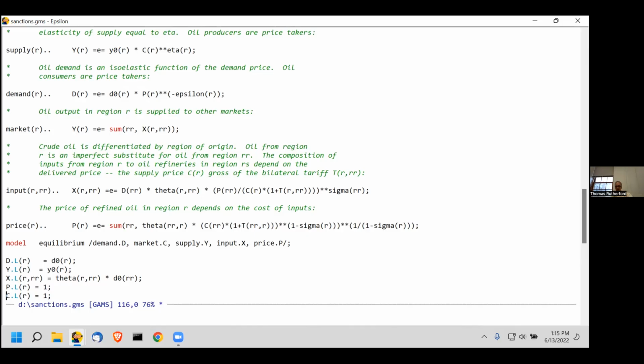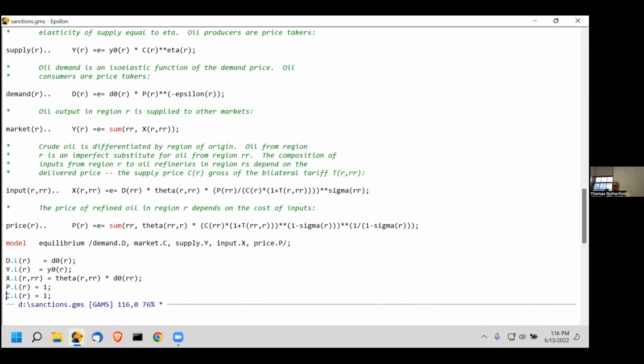Because now I'm going to say the price in region R of refined products depends on the price of the inputs, and the input prices are what they pay at the supply price. C of RR is the supply price of crude oil from region RR, and then I'm going to apply it times 1 plus T, where T is the tax rate applied. So here we're going to think about the strategic instruments that are going to be adopted: tax rates on trade.